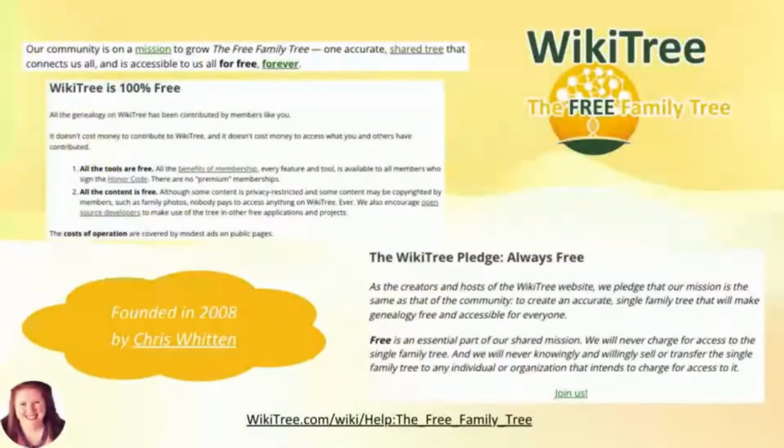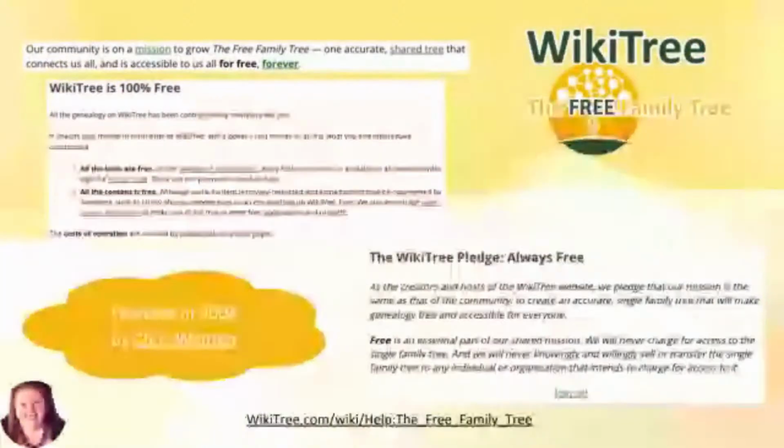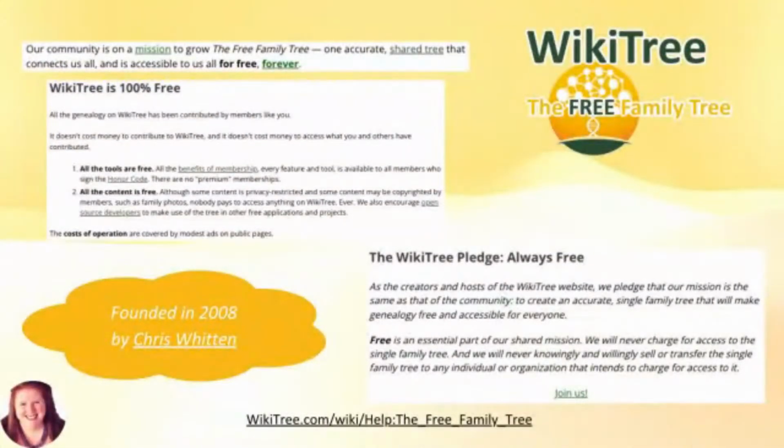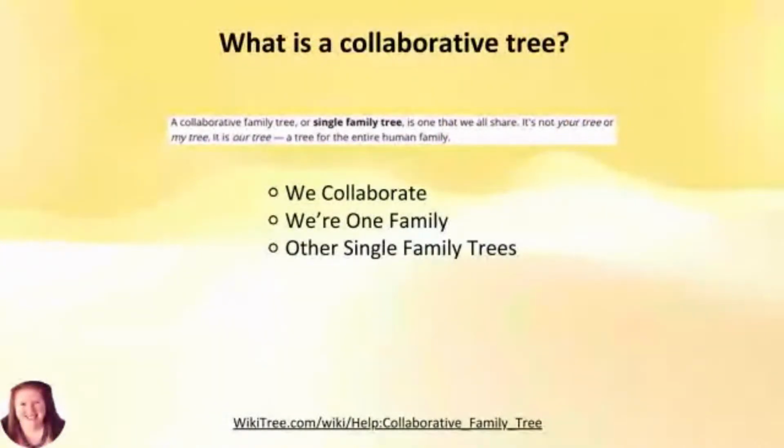First, I'd like to share a little bit about WikiTree. Chris Whitten started WikiTree back in 2008, and his goal was to have one global tree, a tree that would always be free. WikiTree has a single family tree, similar to FamilySearch or WeRelate, in that we collaborate on our shared ancestor profiles. WikiTree now has over 30 million profiles and almost 1 million members.